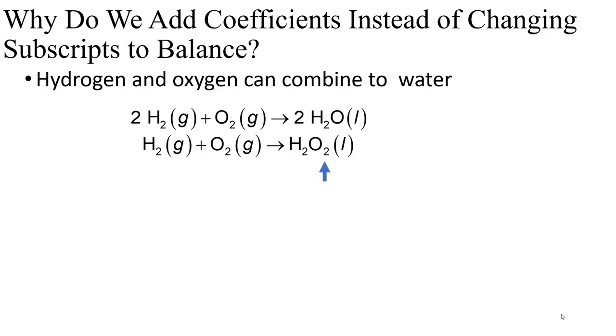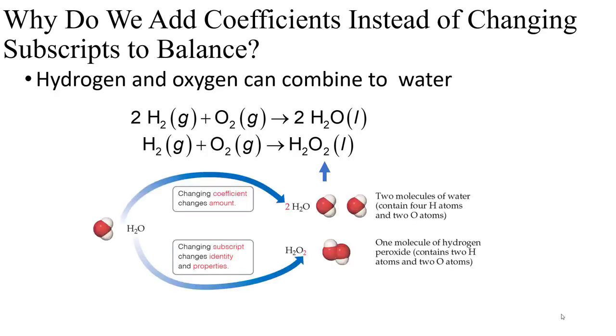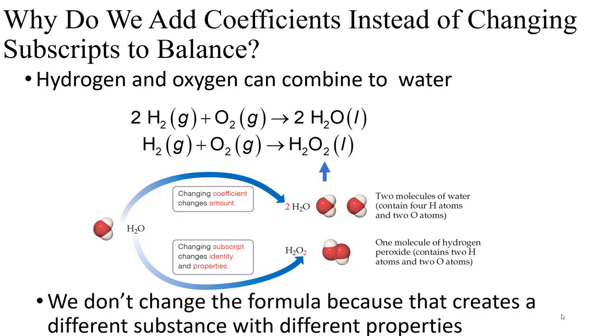Now this equation is balanced. However, this is no longer water, it's hydrogen peroxide, and we can't do that. We can't change the formula of our compound. We can only change the amount of the element or compound that is imbalanced. We can't change the formula of the compound because changing the formula changes the identity of that substance and its chemical properties. So we can't change the identity of a compound when balancing the equation. We can only change how much.